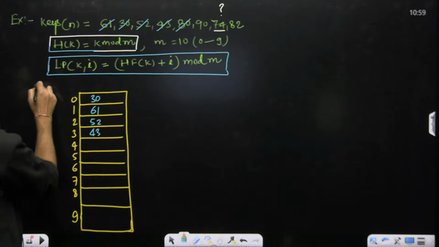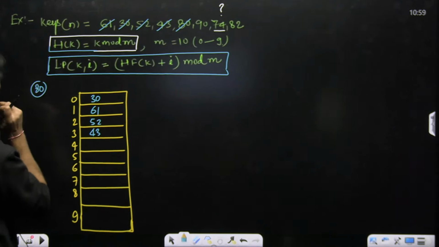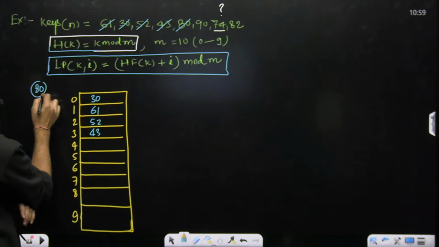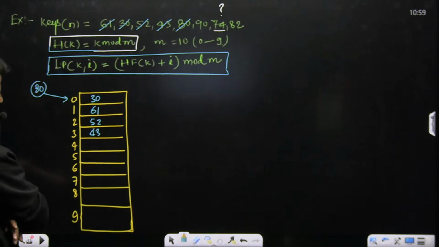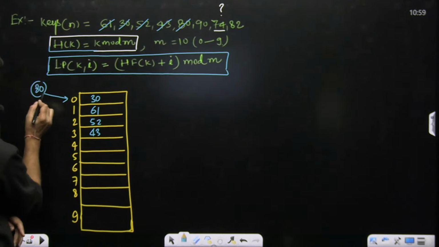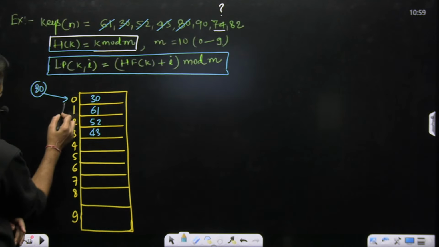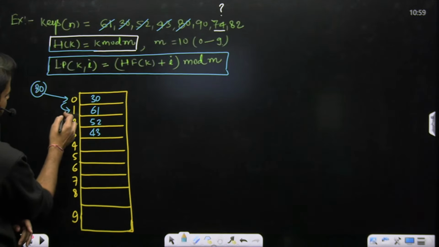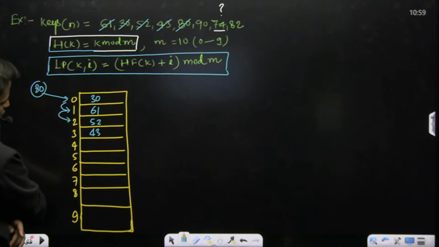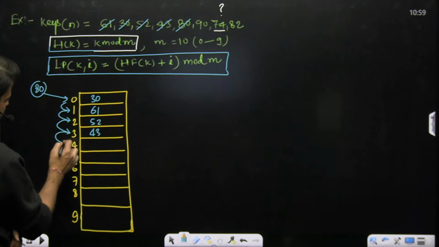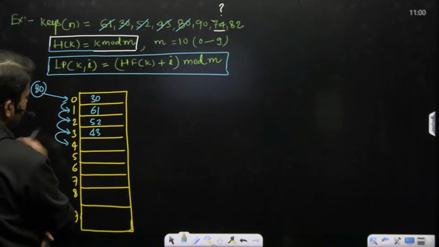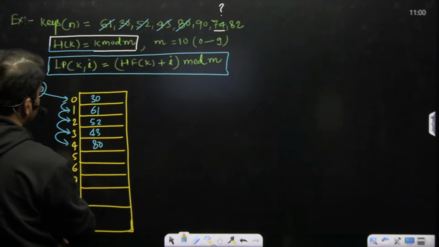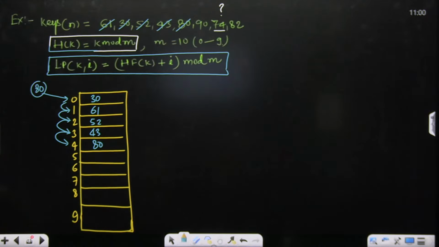First of all, I am applying the hash index for 80. It generates 0, but 0 is already occupied. Then linearly increase the i value. Linearly I am searching the next slot; this is already occupied. Next slot, this is already occupied. Next slot, also occupied. And next I am searching, and this is not occupied. This is empty, null. So you can store 80 here.